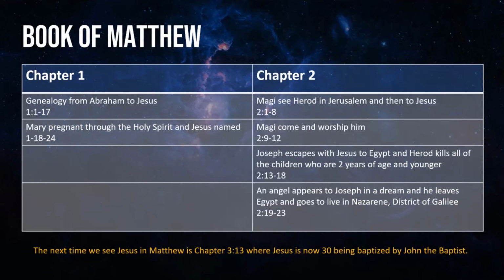The book of Matthew. Matthew is the first place we can really see anything about the birth of Christ. In chapter 1, we saw the genealogies mentioned for the first bit. And then we see the piece about Mary pregnant through the Holy Spirit. And then we get to chapter 2. In chapter 2, the Magi see Herod in Jerusalem, and then they go towards Jesus. And then the Magi come to worship him. Joseph escapes with Jesus to Egypt, and Herod kills all the children who are 2 years of age and younger. And then we keep going in our story, where Joseph returns from Egypt to Nazareth.